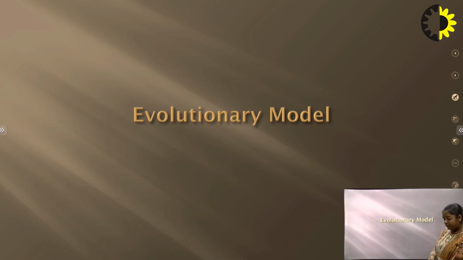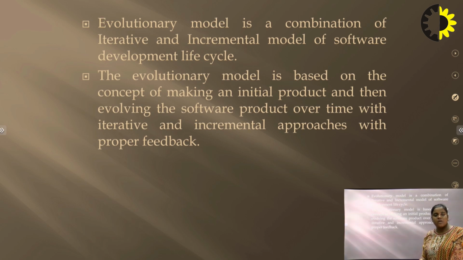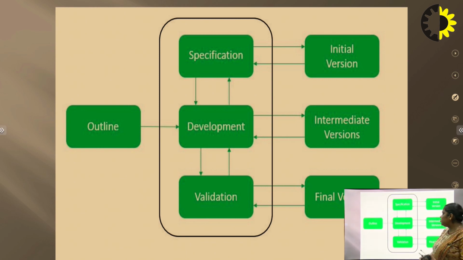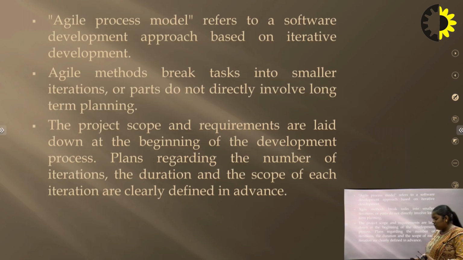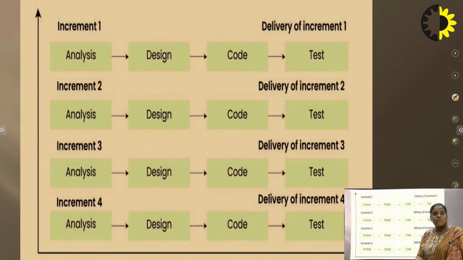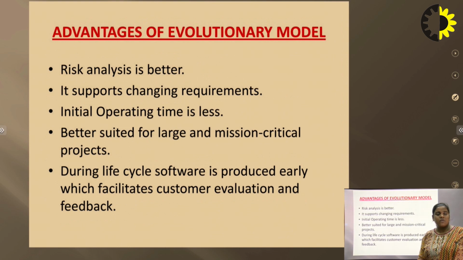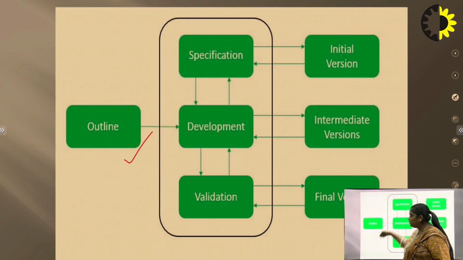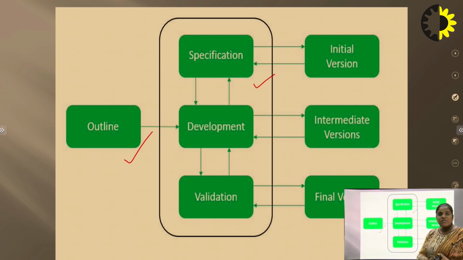After the spiral model, the next model related to the software development phase is the evolutionary model. In an evolutionary model, what do we do? First of all, we have to collect the requirements related to the software. After that, we specify the basic components of that particular software and release an initial version of that software.